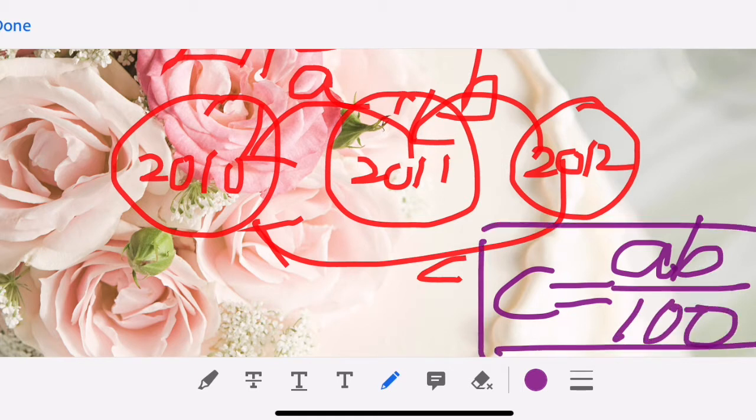You have to start with steps like this. Draw 3 circles, label the years, then label the A, B, C, and use the formula C equal to AB over 100. Follow the steps. Draw the circle, label the 3 years given accordingly, from smaller to bigger. The smaller one is the base year. Then you label the A, the B, and the C accordingly, and use the formula AB over 100.